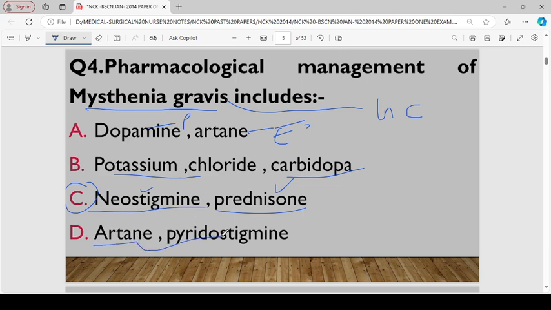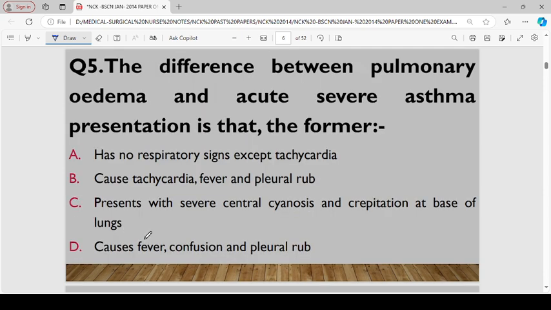Benztropine, we have already talked about extrapyramidal side effects, right? Although neostigmine and neo, they belong to the same class, this one makes it not appropriate. So C is the best option for us there.